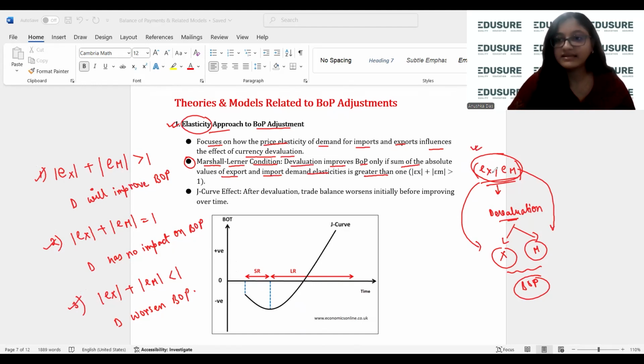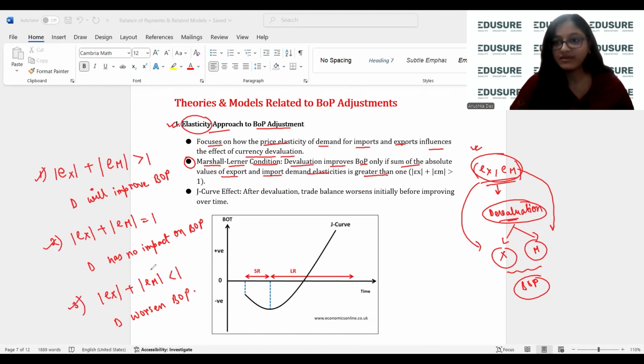So these are the three conditions which are known as the Marshall-Lerner condition, which basically tells you how the price elasticity of demand of export and import is affecting BOP adjustments through the tool of devaluation. Using the tool of devaluation, how export and import is getting affected, which in turn is helping in adjustment of BOP in general. So these are the three conditions.